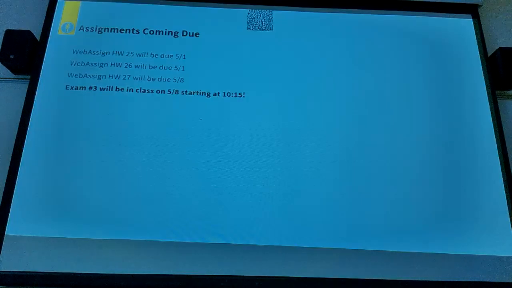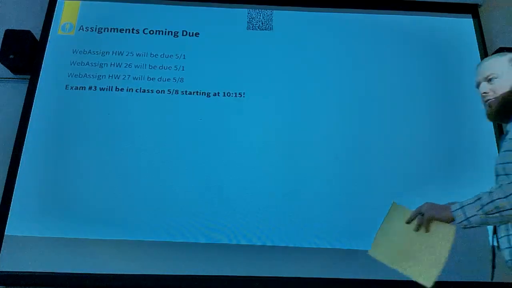The last exam is Thursday, May 8th, 10:15 to 12:15 in this room. The exam is broken into 3 parts. The first part is mandatory, 50 points, and only covers topics since the second exam. That's the mandatory portion. Then you have 2 additional parts which will be optional.